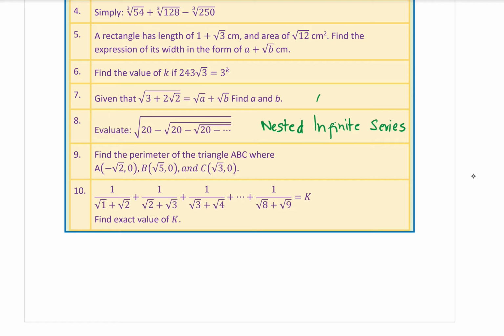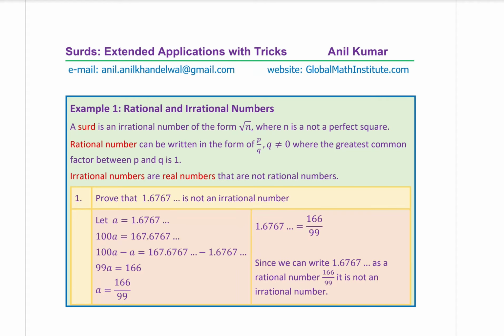These are very interesting questions from any examination point of view. I'd like you to actually answer them, understand their solutions. That will really help. Let's begin with the solution of the very first question, which is about writing 1.6767 as a rational number.